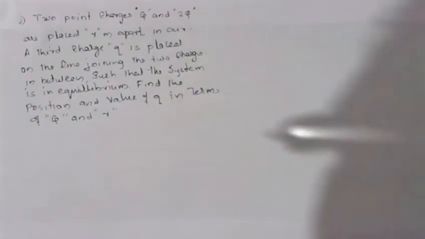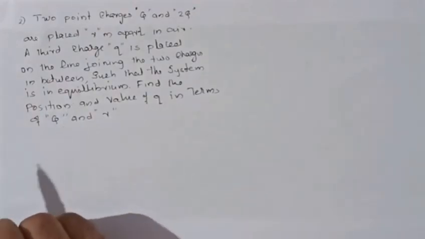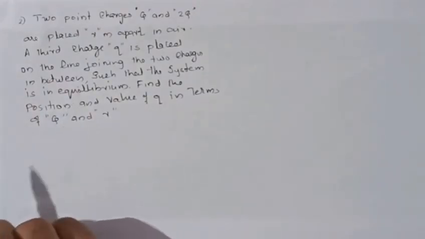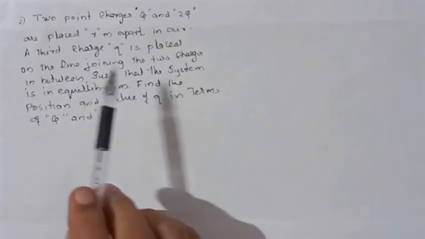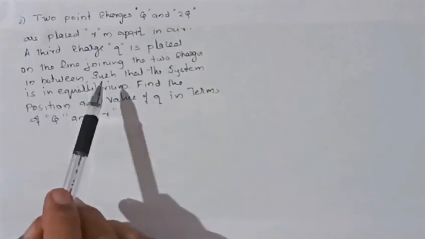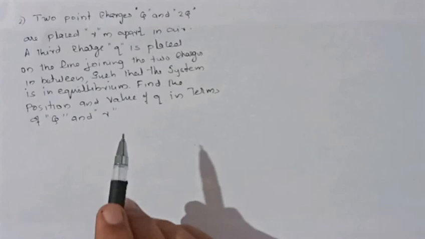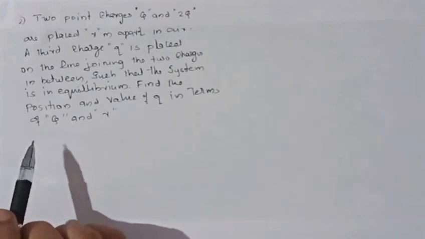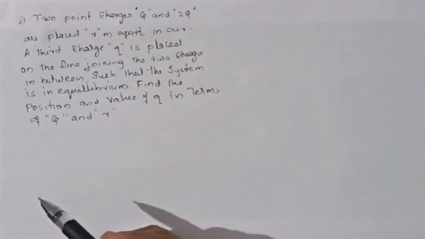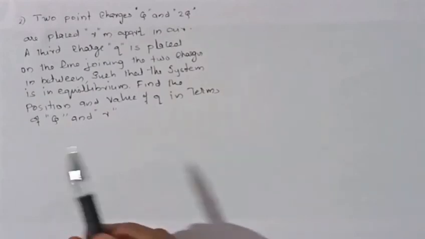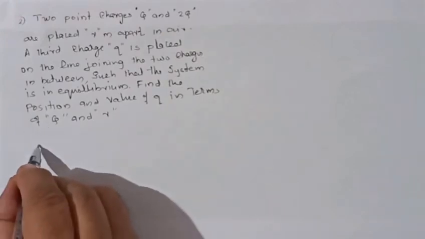Here is a question. Two point charges plus capital Q and plus capital 2Q are placed r meter apart in air. A third charge small q is placed on the line joining the two charges in between such that the system is in equilibrium. Find the position and the value of small q in terms of capital Q and r. So this is the question.